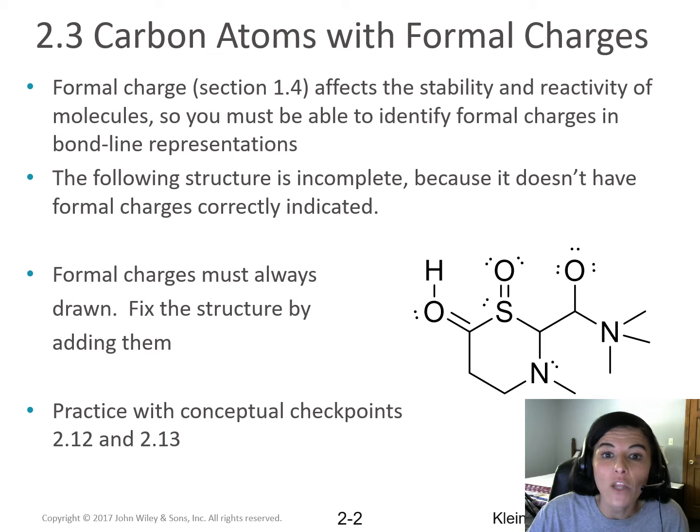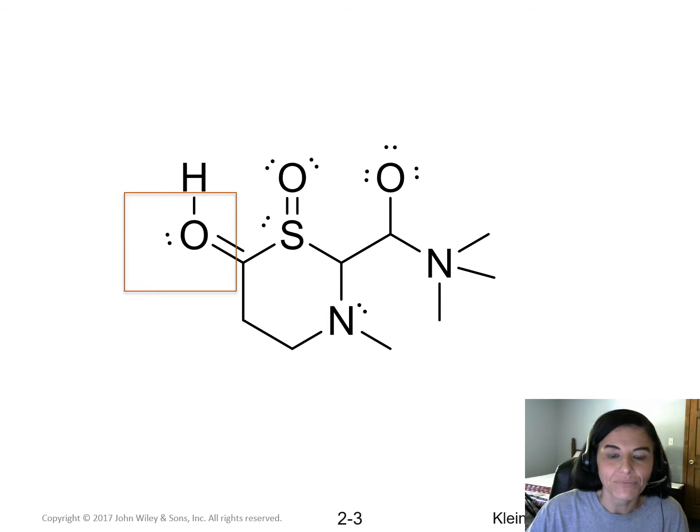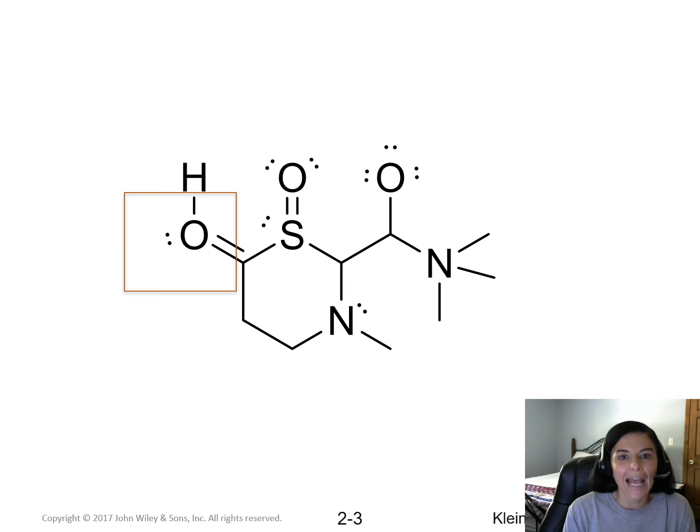Okay, the following structure that you see below or above my head is incomplete because it doesn't have formal charges correctly indicated on atoms that have it. Formal charges must always be drawn in bond-line structures. Okay, so let's fix the structure by adding them. We're going to do one together. Okay, so looking at this oxygen that I have highlighted in a box, what is the formal charge?